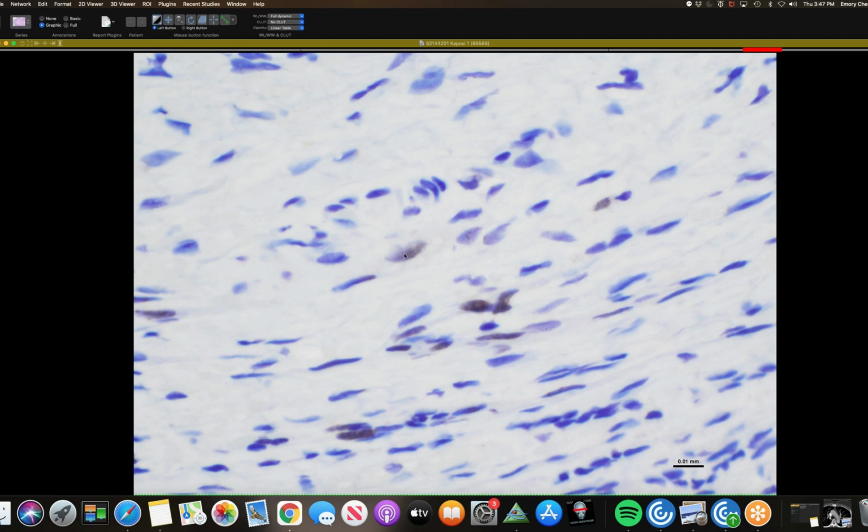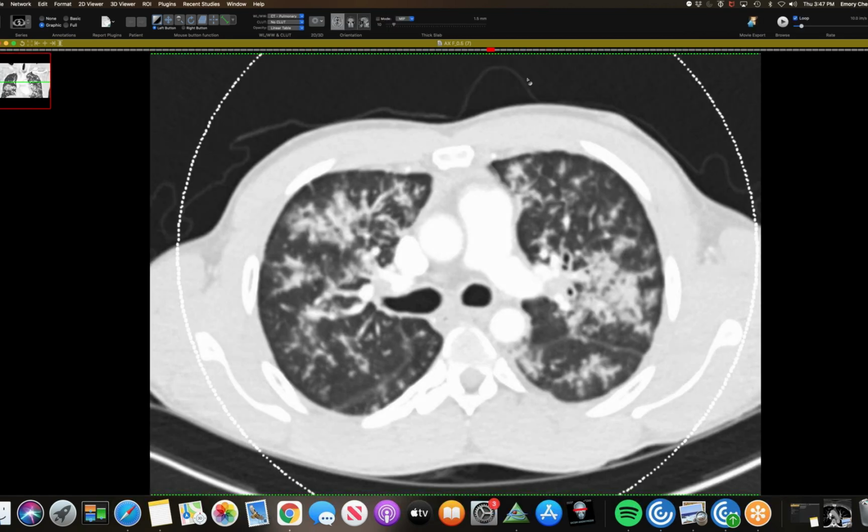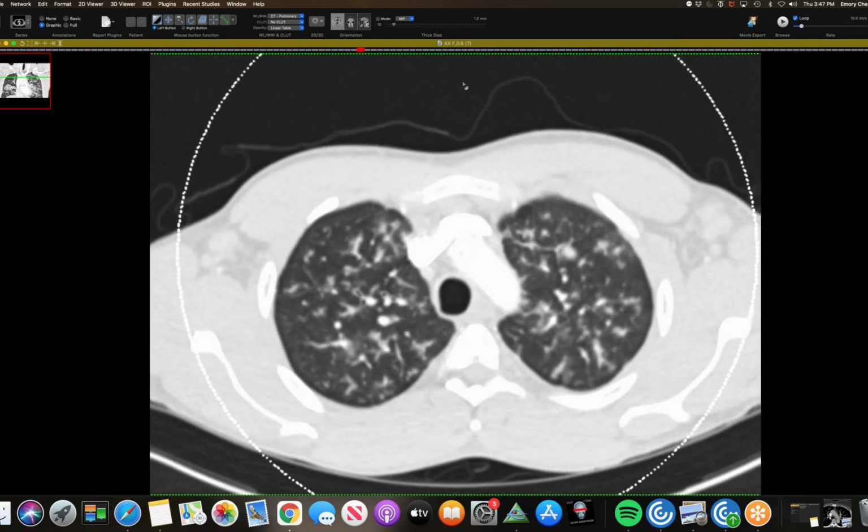HHV8 stain, so herpes virus 8, and the brown is the positive stain. So it's a nuclear stain. Wow. Yep, nuclear stain for HHV8. So it's Kaposi sarcoma on path. Wow.